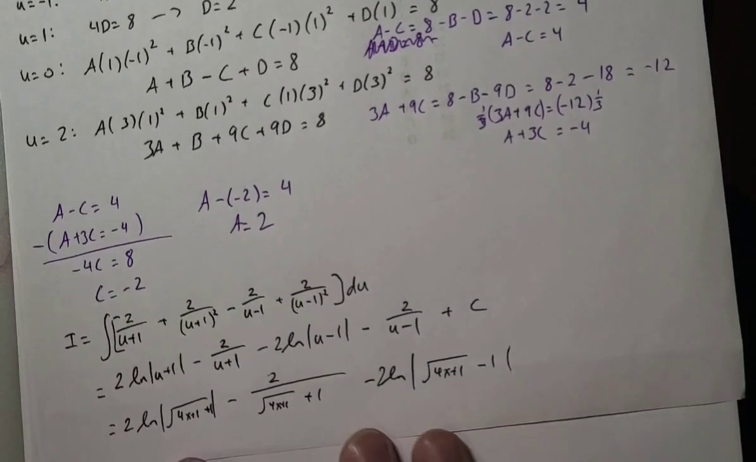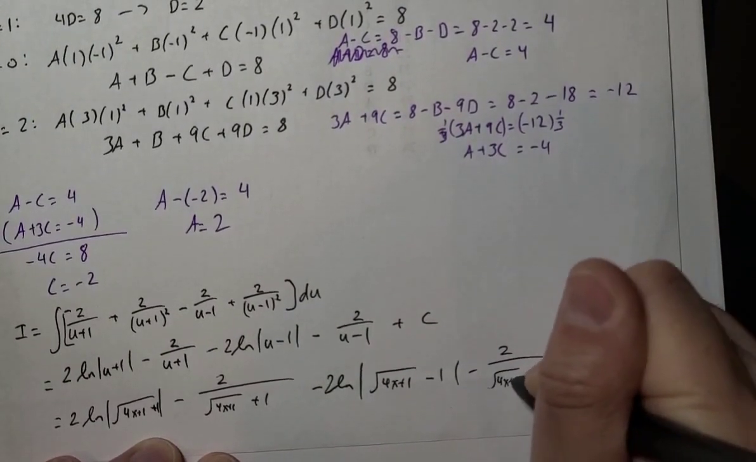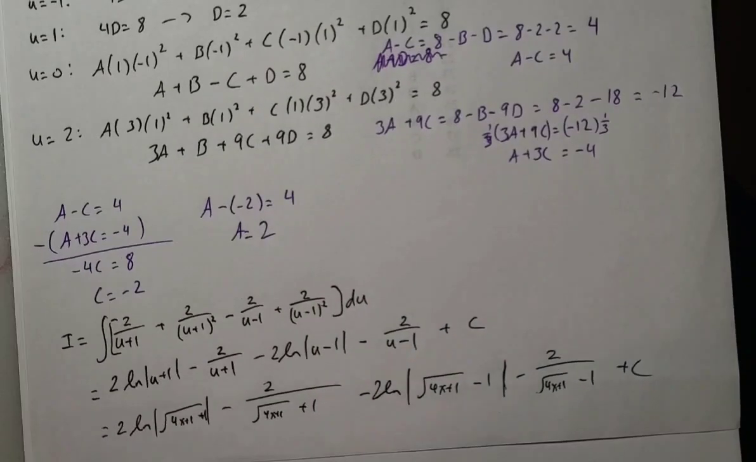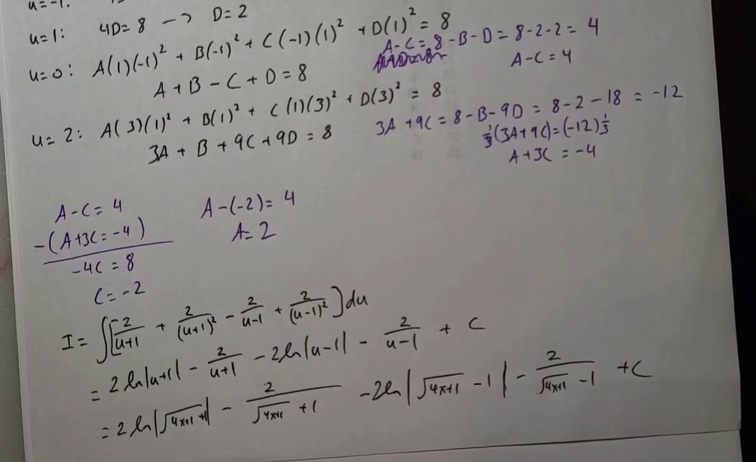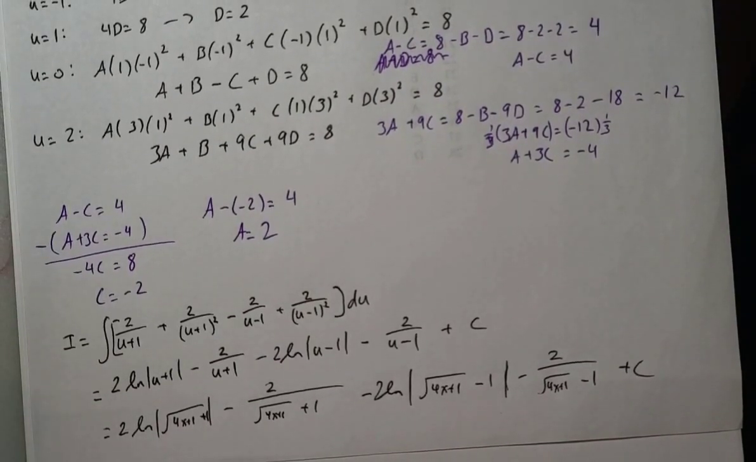My bad. And then minus 2 over square root of 4x plus 1 minus 1 plus c. And that's my answer. Hopefully I did this right. I checked on Wolfram Alpha, and it looks similar.